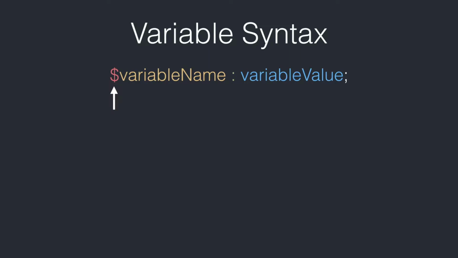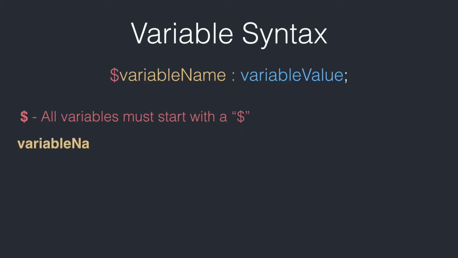So here's an example on how to declare a variable. All variables in Sass need to be declared in the exact same way. The format is the $, and then the variable name, followed by a colon, and then the variable value, and then finished with the semicolon. Every variable created must start with the $ sign symbol.